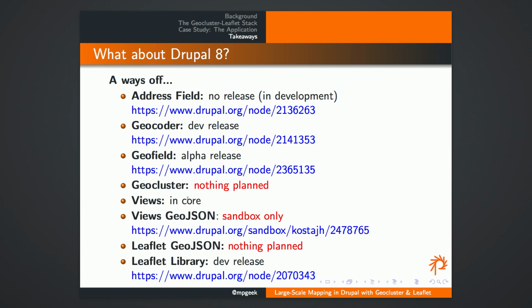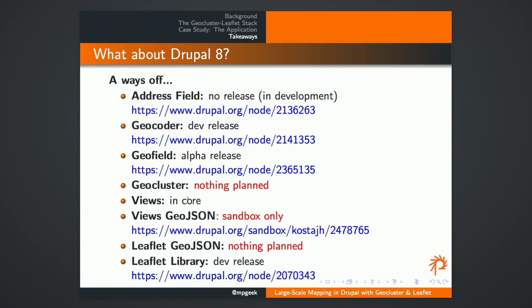So, Drupal 8. This was disappointing. Address field, we don't have a release. It's in development. It's very common. I would expect something to happen there. Geocoder has a dev release, and Geofield is already in alpha. GeoCluster, there is nothing moving at all. We have Views in core, and Views GeoJSON. We have a sandbox. I haven't tested it.